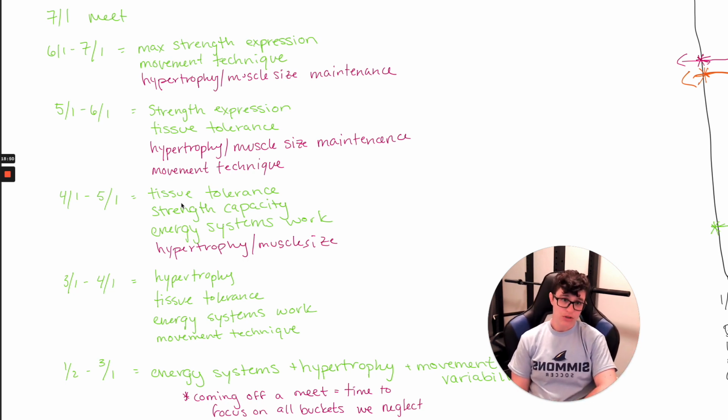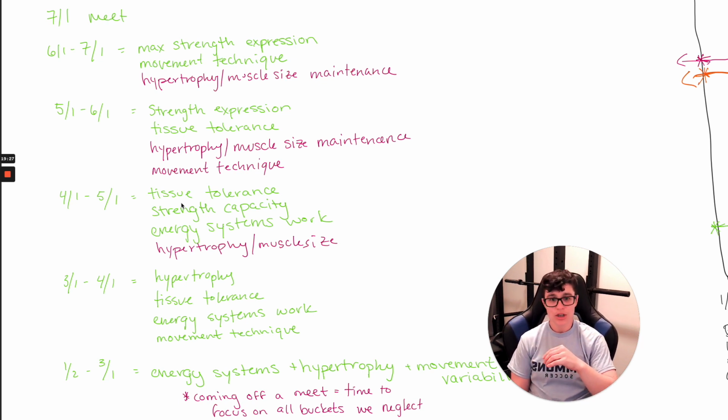So block 4 is also strength capacity and energy systems work, still maintaining that hypertrophy and muscle size, especially because the block that I'm about to talk about is where we are prioritizing hypertrophy and muscle size, right? Hypertrophy, tissue tolerance of any muscles that may have broken down from the previous meet. Energy systems work is going to be huge here. This is a place you can put it in without taking too much away. And movement technique. Well, I put movement technique in here because this is the phase where we might be reintroducing some of the comp lifts.